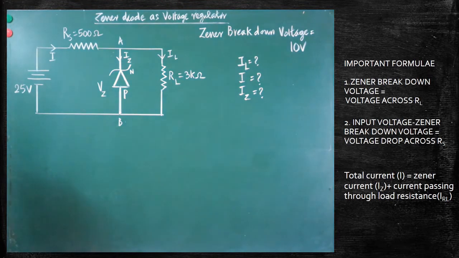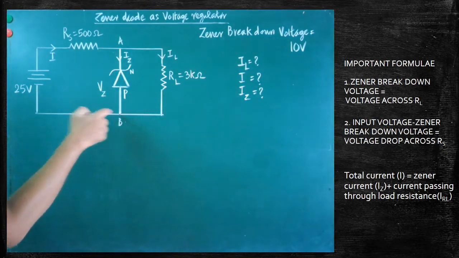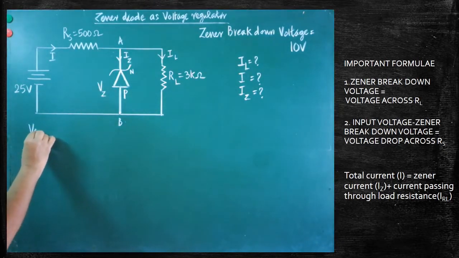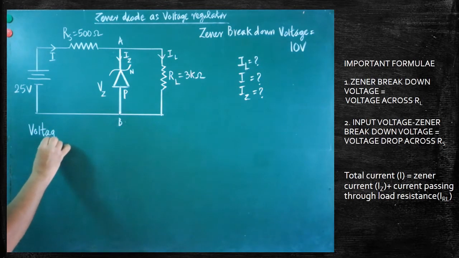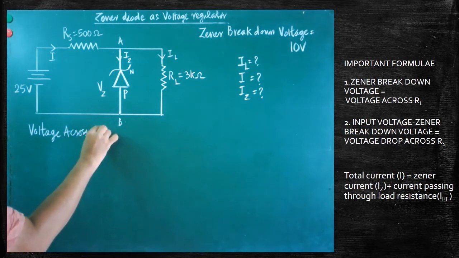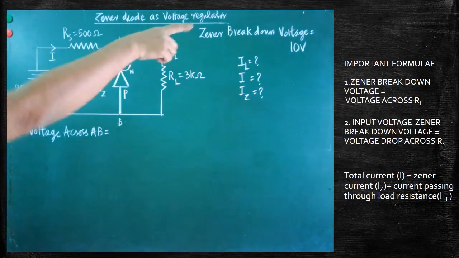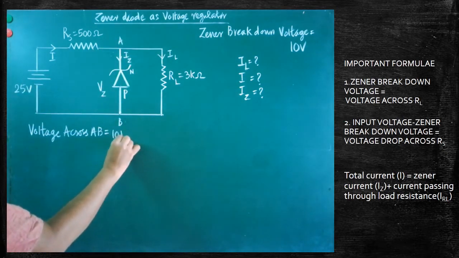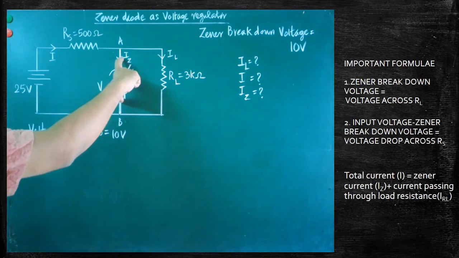How to start? First you should know the voltage across AB. Across the Zener diode, what will be the voltage? First you write that: voltage across AB, which means across the Zener diode. As mentioned, it is clear in the problem, 10 volt. If you measure here, you will get 10 volt.